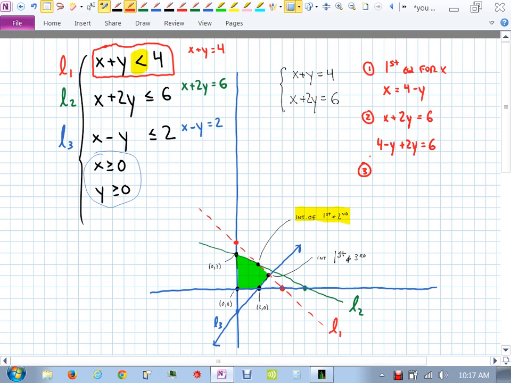4 minus y plus 2y equals 6. Solve this equation now. I get y equals 2. Plug that into the first equation. I get x equals 4 minus 2, so x is 2 also. So I know that that point there is the point 2, 2.